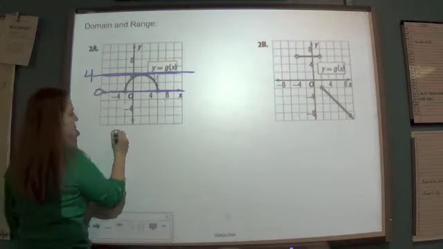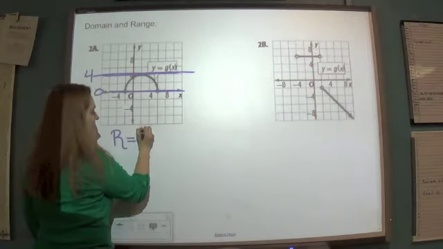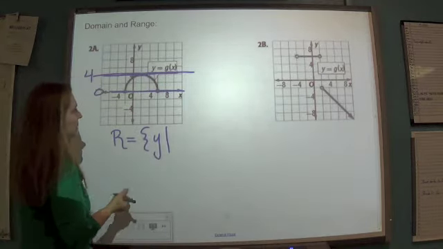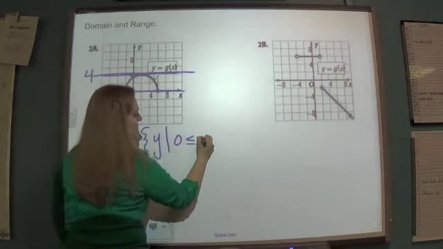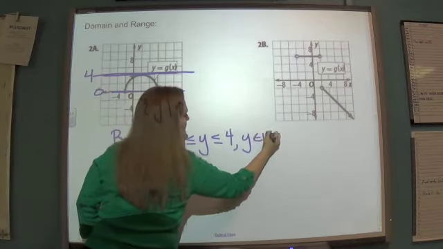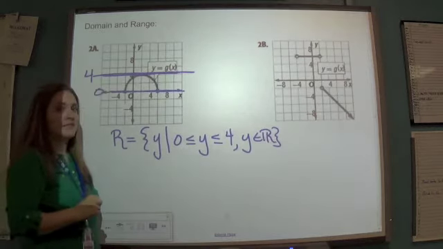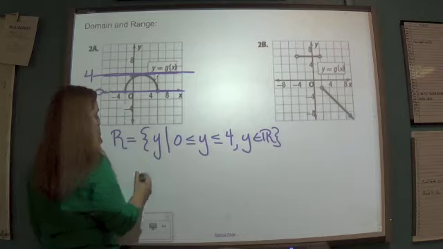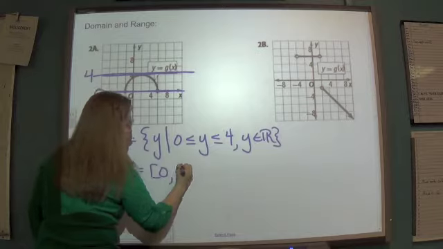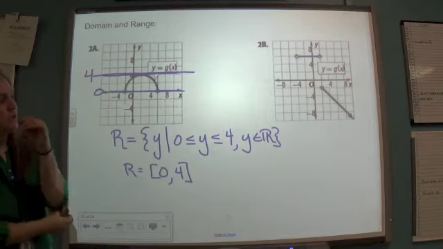So my range, now you have to think about this, domain is x, and range is y. Now this is going to be huge. If you write x in the range spot, it will be wrong. So I've got y, and I'm going from 0 is less than or equal to y, which is less than or equal to 4, and y is an element of real numbers. So there's my range. If I was to write this in interval notation, my range is 0 to 4, and it equals it, so I need the brackets. So that's the range.